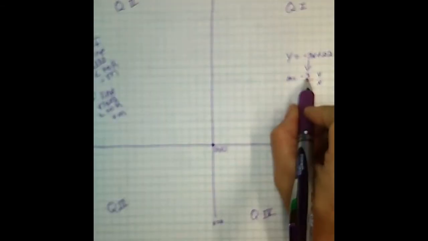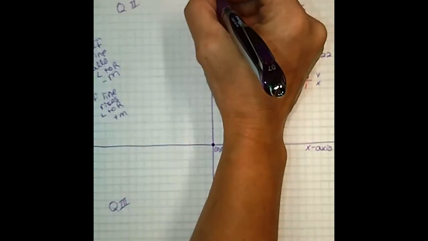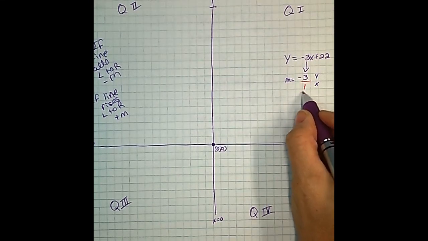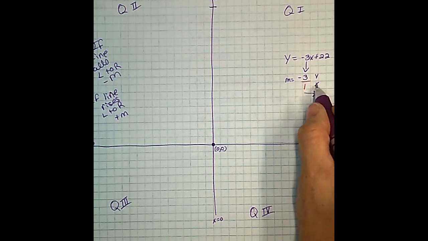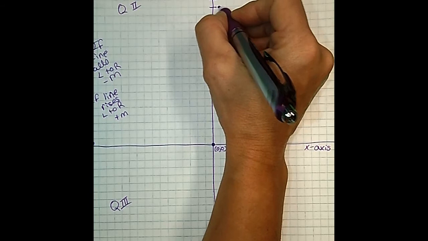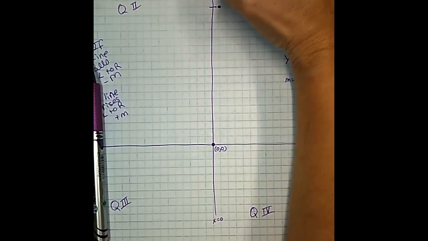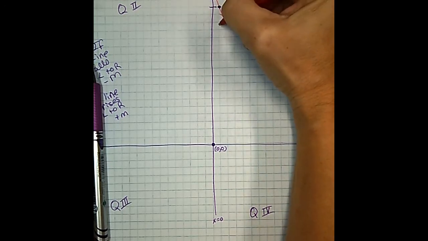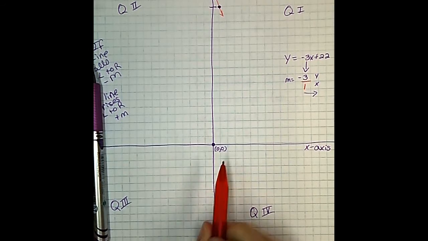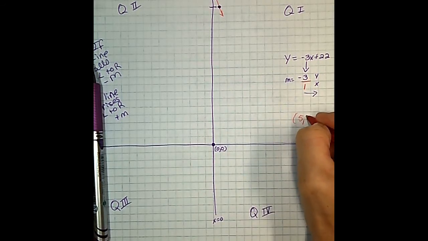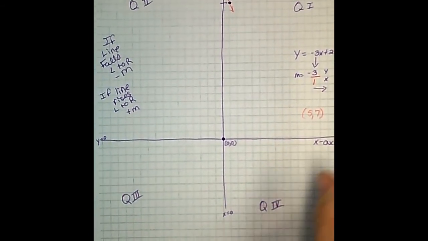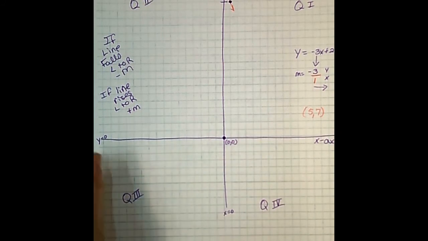And since it's a -3, I'm going to go down 1, 2, 3. And then however many places I need to go to the right for my x value. And in this case, x is 1. So I can draw my line now. But you can continuously go on. You can go down 3 more to the right. And if you notice, if you keep it up, we're going to come back to that ordered pair of (5, 7) that we started off with. So that is graphing, solving for slope-intercept form and graphing it on the graph.